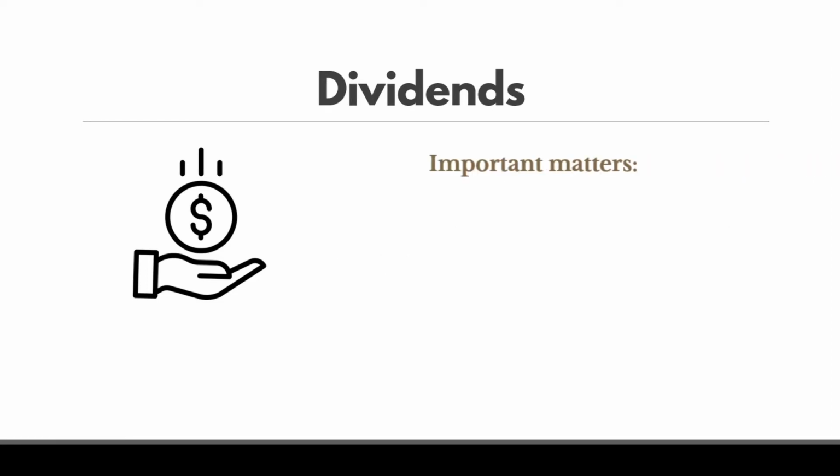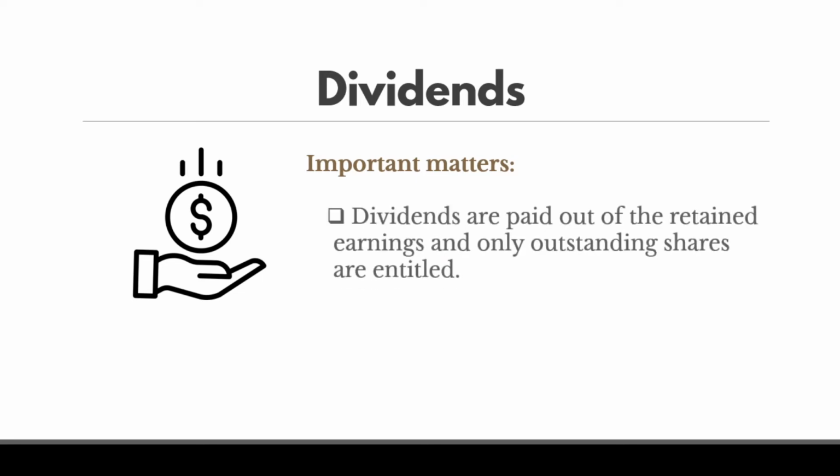So we have the important matters concerning dividends. So first, dividends are paid out of the retained earnings and only outstanding shares are entitled. Therefore, kung yung balance ng retained earnings mo is negative, it means hindi ka pwedeng mag-declare ng dividends. Kasi po, wala kang pagkukunan noong dividends na i-declare mo. At the same time, only outstanding shares lang daw yung entitled. Like I mentioned before, hindi lahat ng issued ay outstanding because of the existence ng treasury shares. So, issued shares minus treasury shares is yung ating outstanding shares. Only those who are outstanding shares would receive dividends.